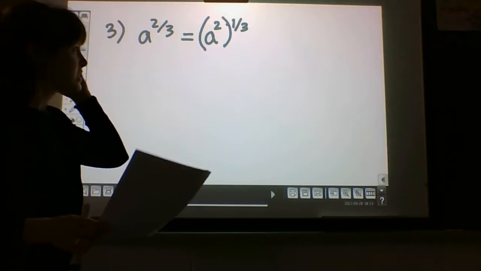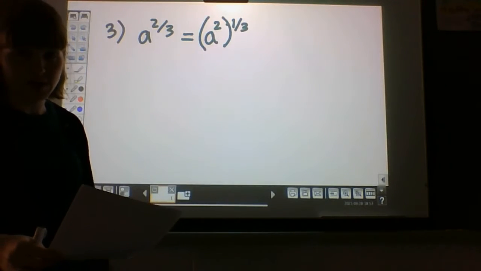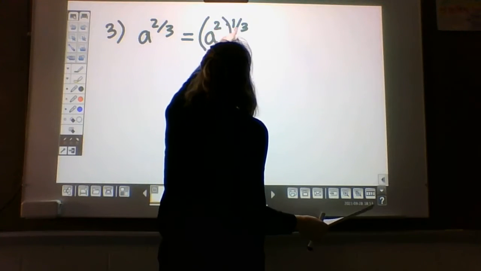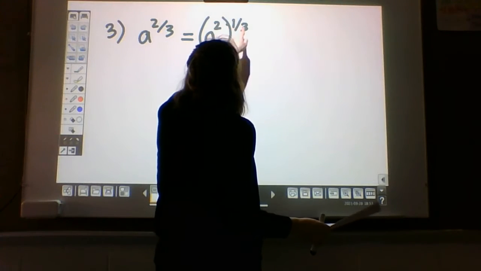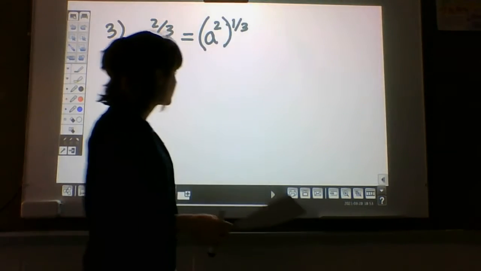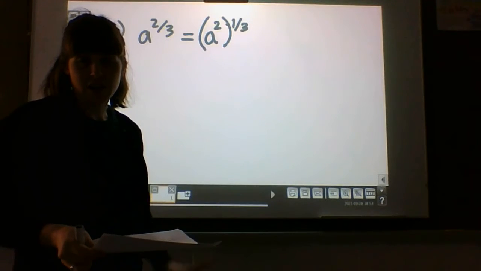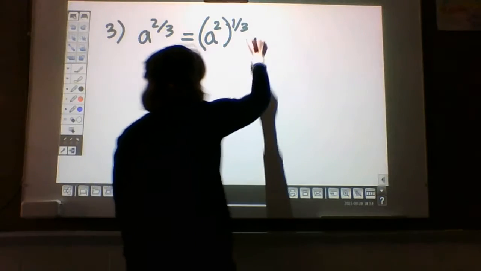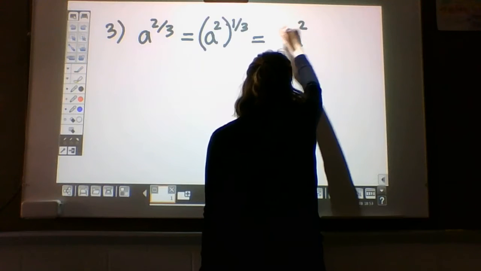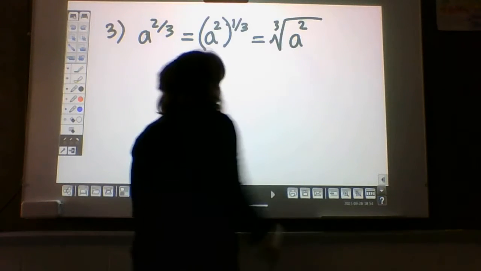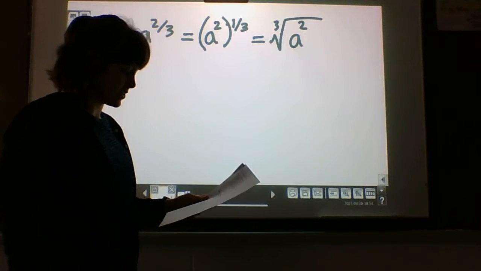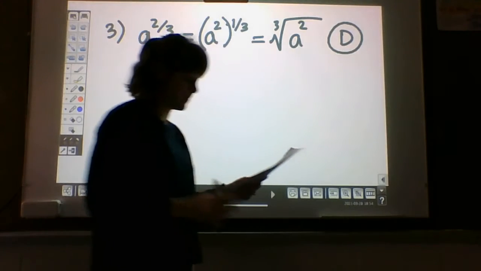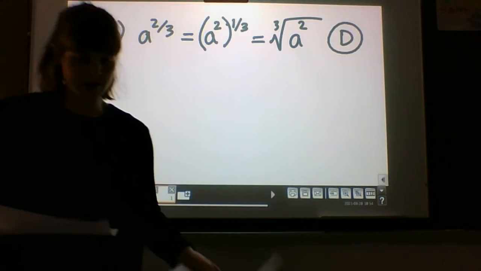So that actually means a squared, and then that's being raised to the 1/3 power, because our exponent properties tell us that when you have a power to a power, you multiply those, and it results back in what we had to start with, 2/3. Now, 1/3 as a fractional exponent is the same as a cube root. So this equals a squared, and we're taking the cube root. So the answer to number 3 is D. All right, we're going to turn the page.